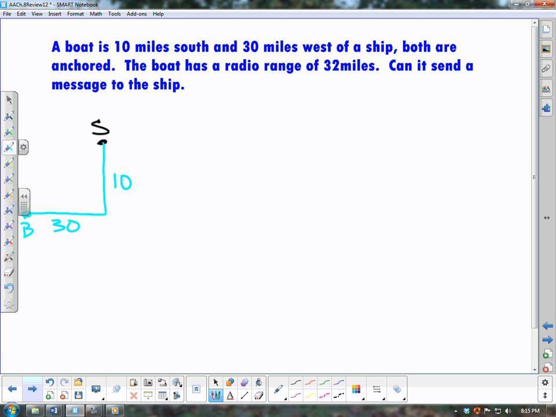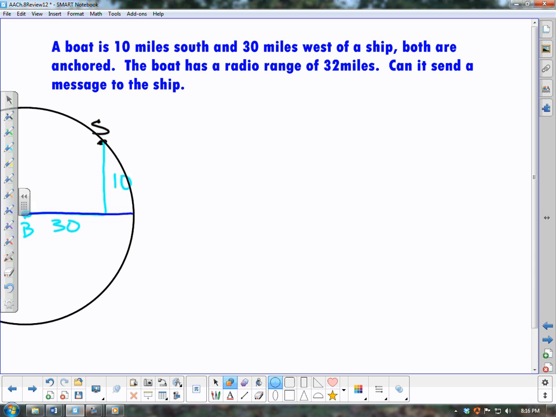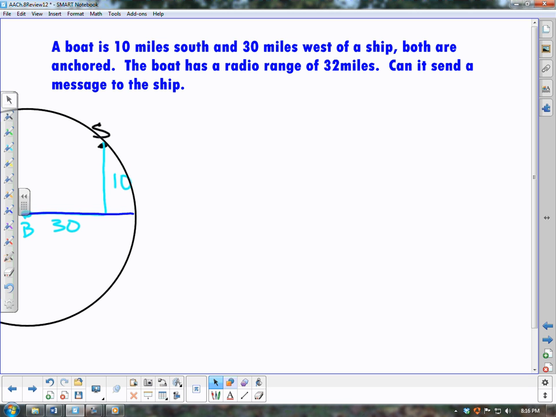Well, let's see. Its range is 32, so that would be like that distance right there, which is a circle, because that's all the bigger it can be. And so you're going like that. Well, now maybe that point is there. Maybe it's a little bit up here. Or maybe it's inside of there. Let's see, down there. So we have to figure out what this distance is, if that's 10 and that's 30.